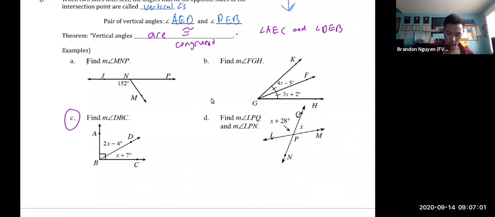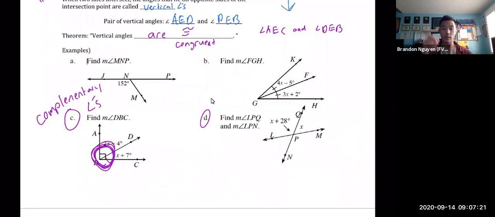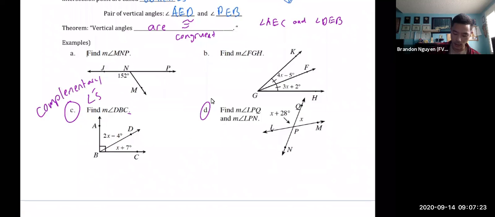Okay, let's do C and D. Problem C. What type of angle is this called? Good, complementary angles. You can tell because that corner, that box means 90 degrees. So these 2 angles here, angle ABD plus angle DBC, those 2 should add to 90.